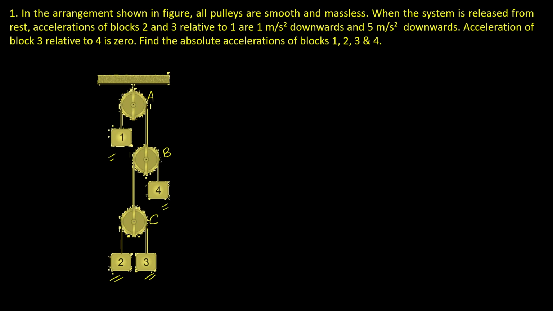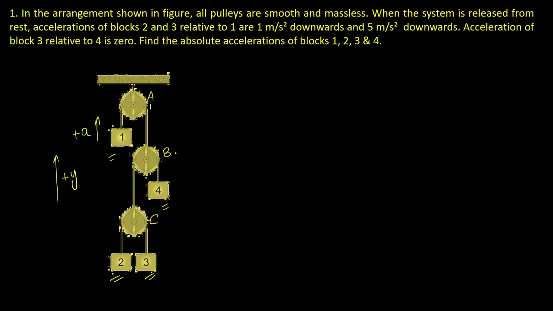At first, I'm supposing the acceleration of block 1 to be a in this direction. And what is this direction? This direction I am supposing as the plus y direction. Now this acceleration a of block 1 is with respect to ground, and that is plus a because it is in the upward direction.